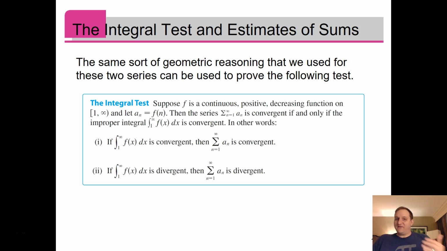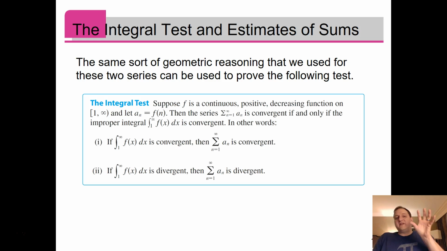We need f to be a continuous, positive, and decreasing function on the interval from 1 to infinity, and we let the sequence a sub n be f of n. In reality, we usually start with the sequence a sub n, the sequence of terms that we're adding up to get the series, and then we make our function based on that. The key thing is you're checking: if I replace n with x, do I get something that's continuous, positive, and decreasing? If it doesn't meet those criteria, then you can't use the integral test.